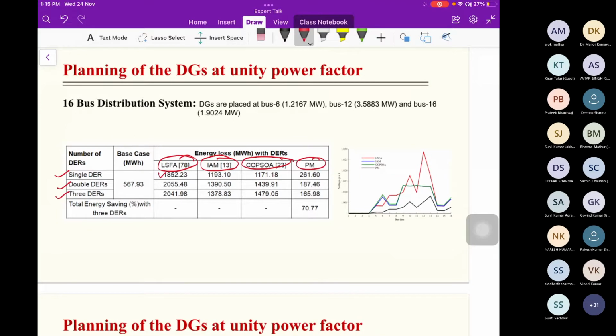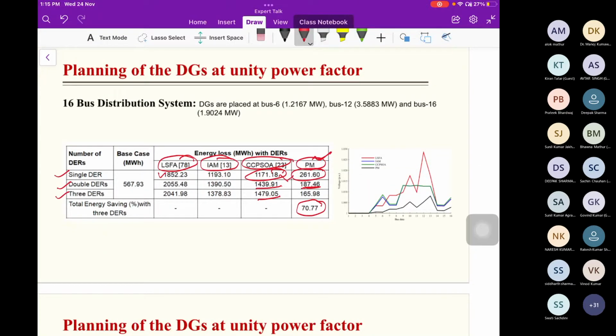These are the power losses. When we use it, our algorithm, our strategy according to the variable load profile, that is the difference. That is the big difference between this one. And when we use the double DG, that condition is also a big difference. And in this condition, when we use the 3 DG, there is a 70.77 percent reduction of the power losses.